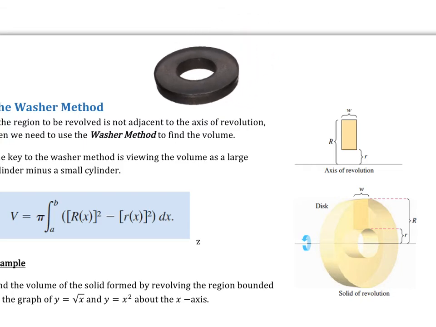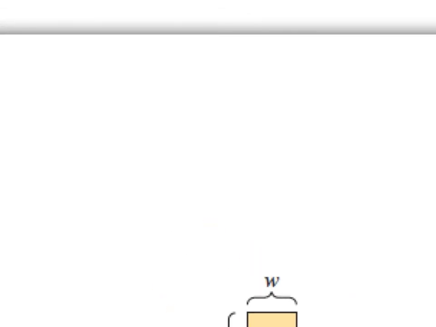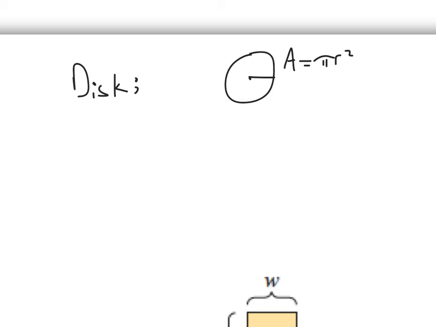It's important to remember that when we're thinking about these different methods, we want to think about the two-dimensional problem, the flat version, like the disk. The disk came from the circle, right? The area of a circle is pi r squared. If you make that circle into a disk or a cylinder, volume equals pi r squared times the height, right?